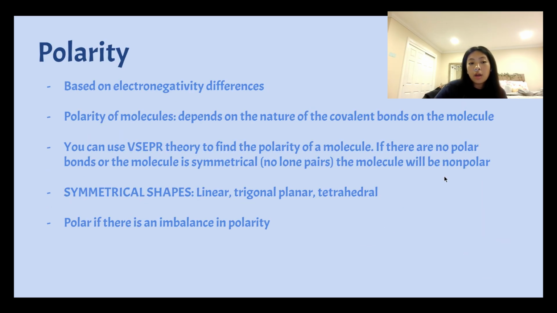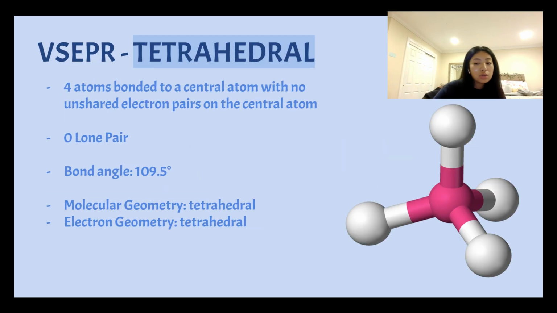So, polarity. Polarity is based on the electronegativity differences. Polarity of molecules depends on the nature of the covalent bonds of the molecule. And you can use the VSEPR theory to find out the polarity of a molecule. If there are no polar bonds or the molecule is symmetrical, which means there are no lone pairs, the molecule will be nonpolar. So if you look at this, tetrahedral, there are no lone pairs, and it's nonpolar.